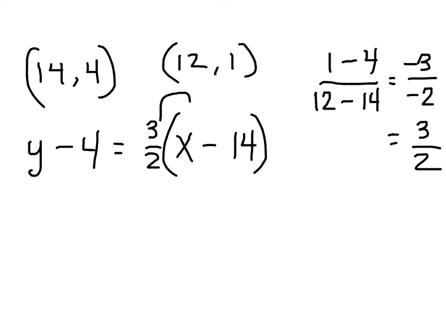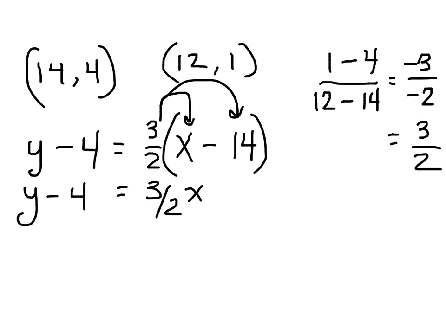Good. Distribute. What's 3 halves times x? And here's the tricky one. What's 3 halves times negative 14? I'll give you a hint. It's a negative number. Negative 21. Negative 21. Good.